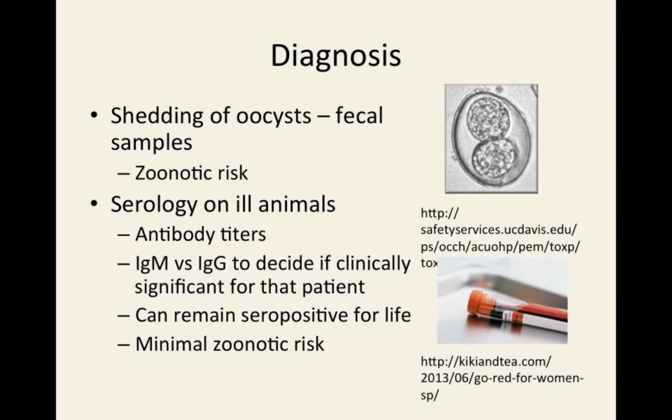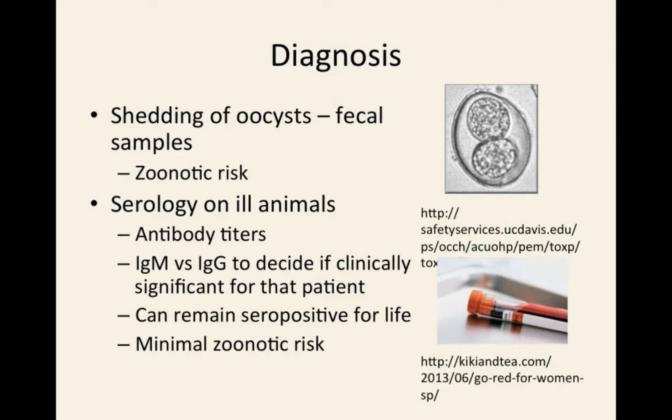If you're actually going to diagnose toxoplasmosis, then you are looking for shedding of oocysts. So it happens in the fecal sample. And the animals that are shedding, those are the ones that are a zoonotic risk. Those are the ones where we worry about them transmitting disease to people.